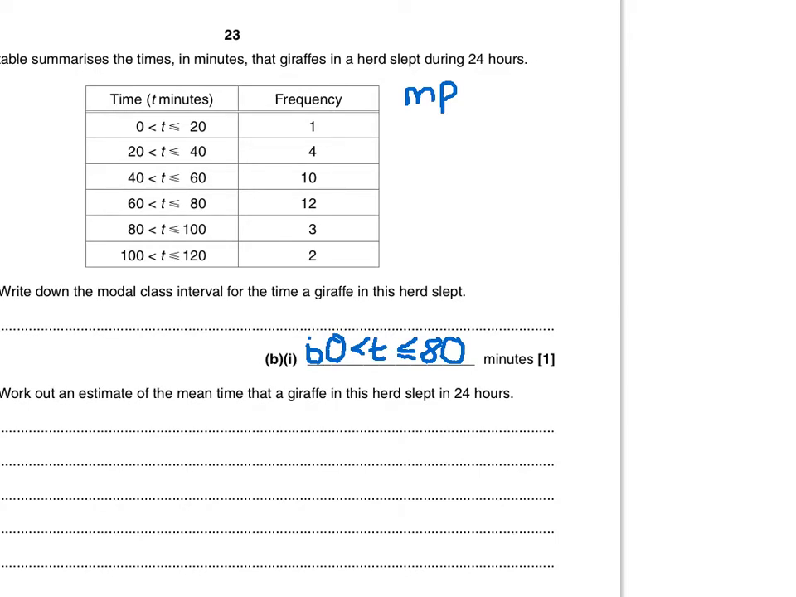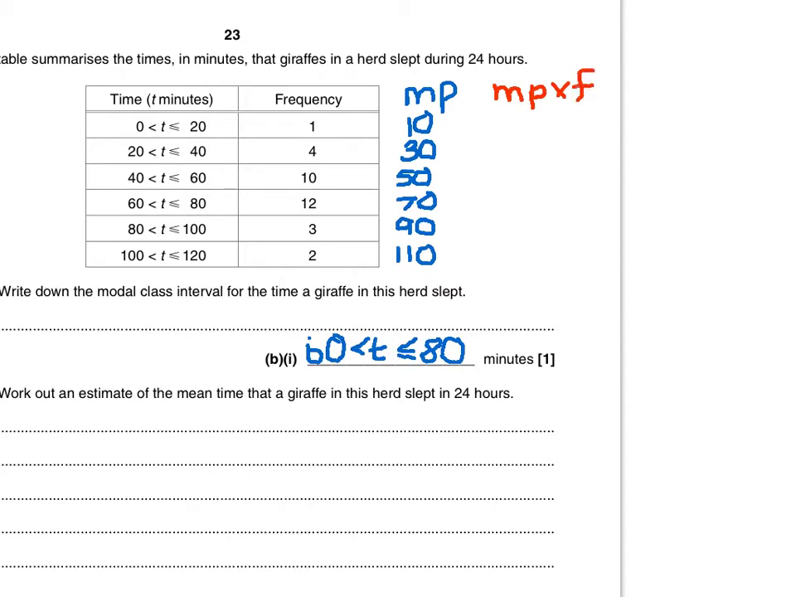So halfway between 0 and 20 here would be 10. Halfway between 20 and 40 would be 30. And then you'll notice that these are going to go up by 20 each time. Okay, so all we've got to do now is use those midpoints to multiply them by the frequency. So it's going to be midpoint times the frequency.